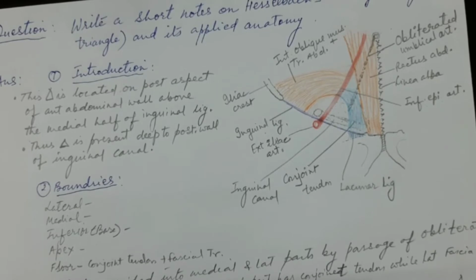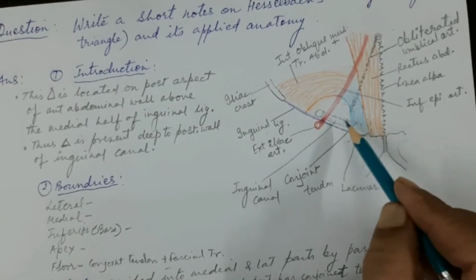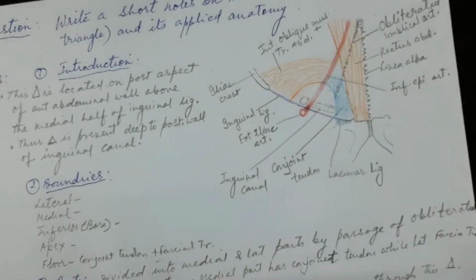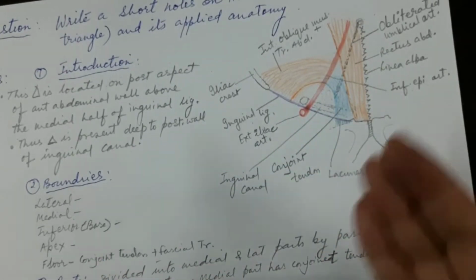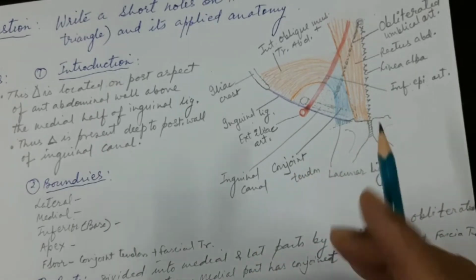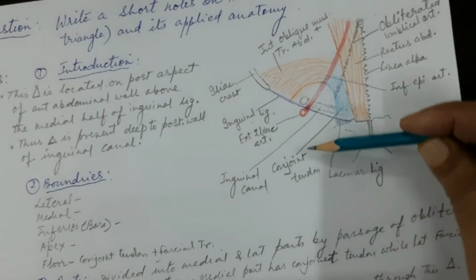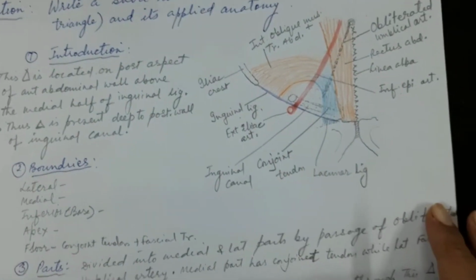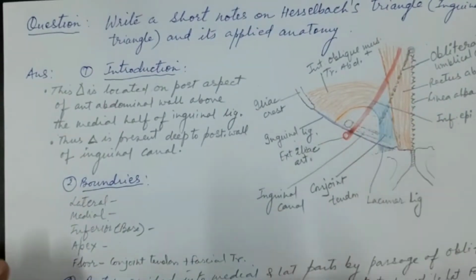So it is located deep to the posterior wall of the inguinal canal, which was formed in its medial two-thirds by the conjoint tendon, and in its lateral one-third by the fascia transversalis. That was the posterior wall of the inguinal canal. So this is the triangle which is still deep to the posterior wall. So we are seeing it from the posterior aspect of the anterior abdominal wall, where we will see the location of this triangle. That should be clear in your mind, okay.